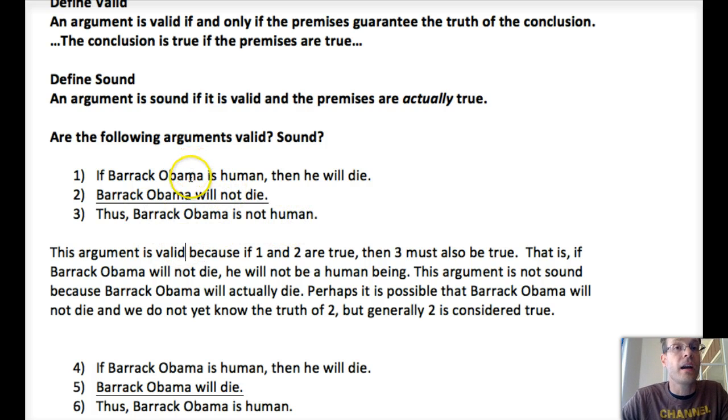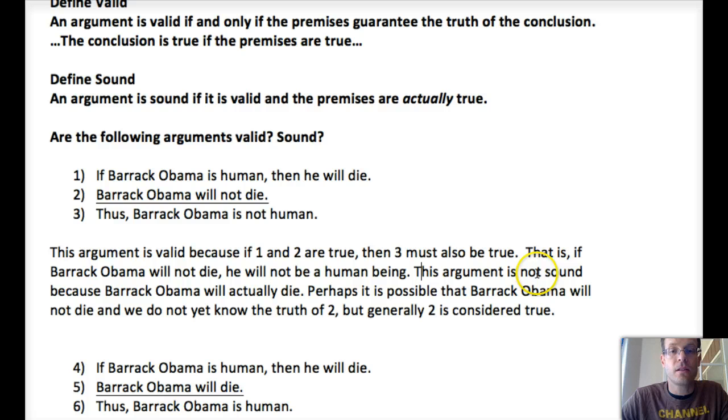This argument is in fact valid, and the way that I know that is if 1 and 2 are true, they force 3 to be true. In other words, if Barack Obama will not die, then he wouldn't be human, because what it is to be human, at least in part, is to die. And so you would point that out: if Barack Obama will not die, he will not be a human being.